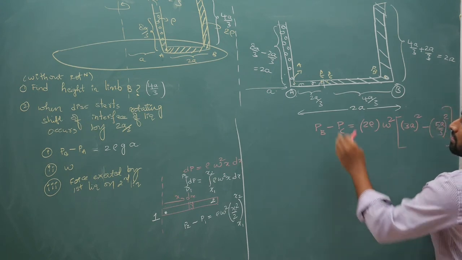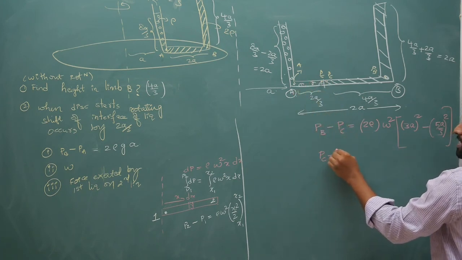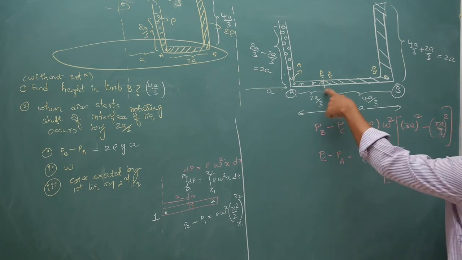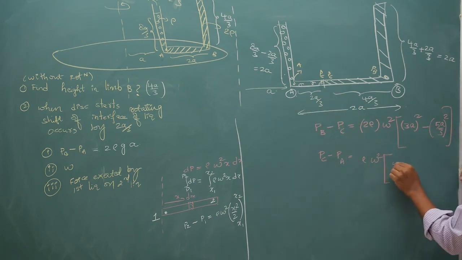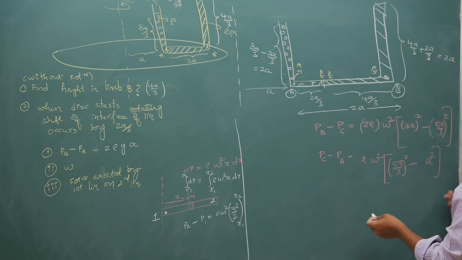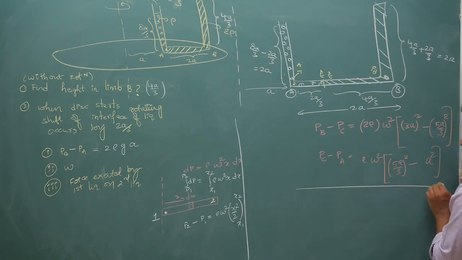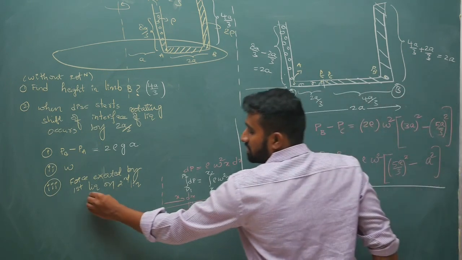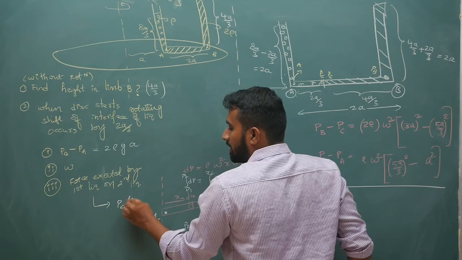In the second part, between C and A, PC minus PA, this liquid has a density of only rho, omega square times upper limit minus lower limit. The upper limit, PC, is at a distance of a plus 2a by 3, that is 5a by 3, whole square, minus the starting distance a square. Now relax, what you are supposed to do is just add these two. If you subtract you will get P common, and your force answer is P common into a.